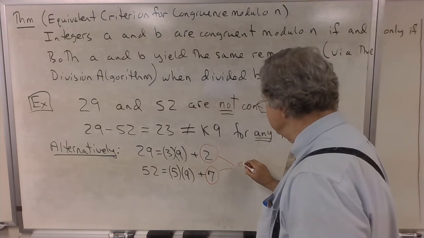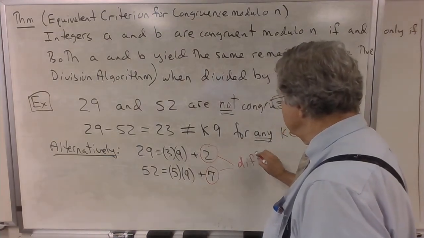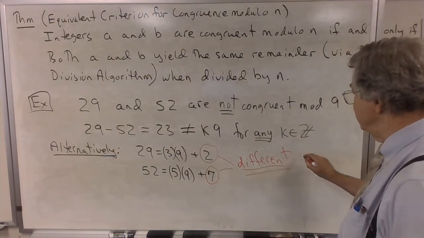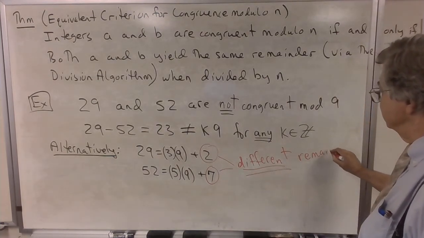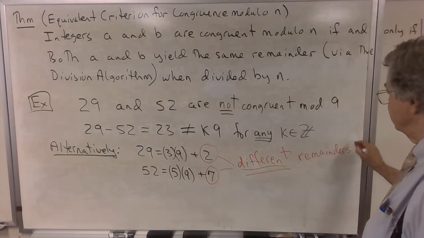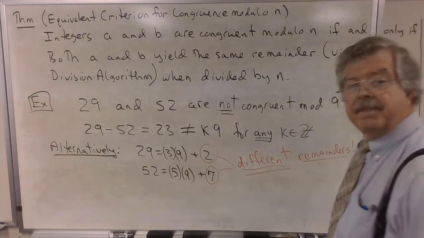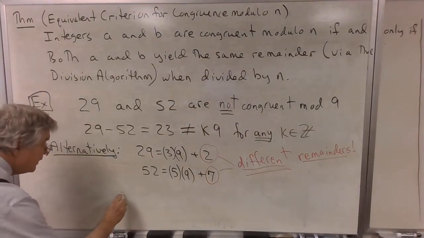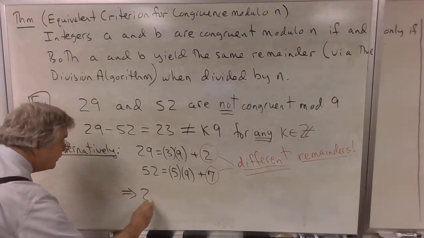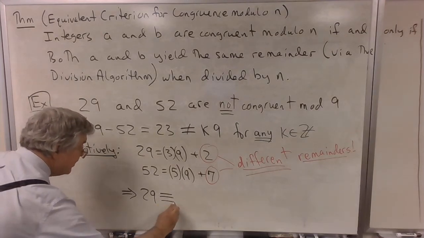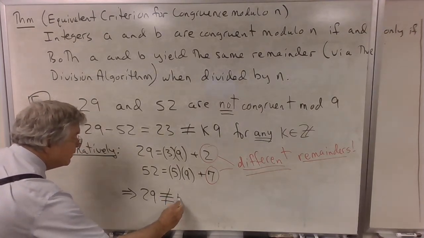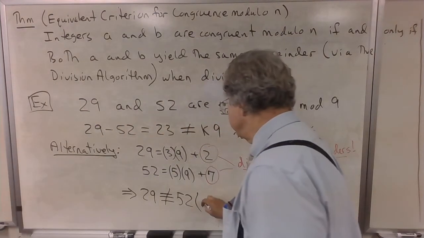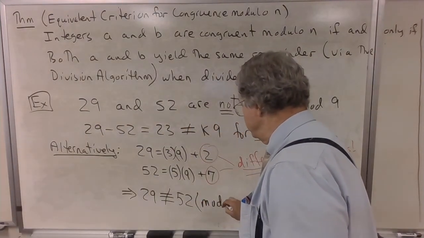So when we apply the division algorithm, they yield different remainders. And as a consequence, 29 is not congruent to 52 modulo 9.